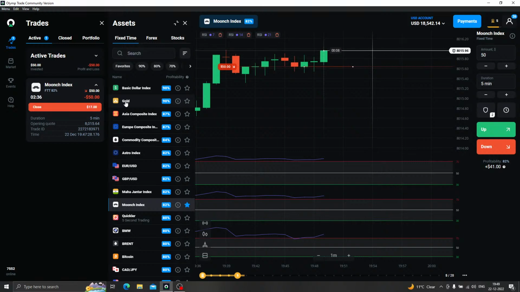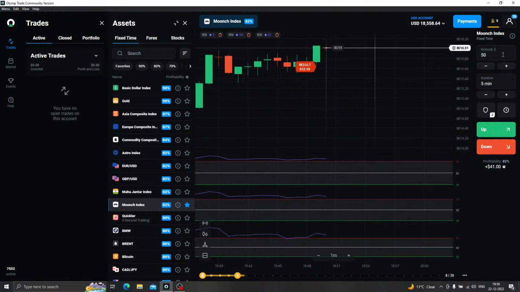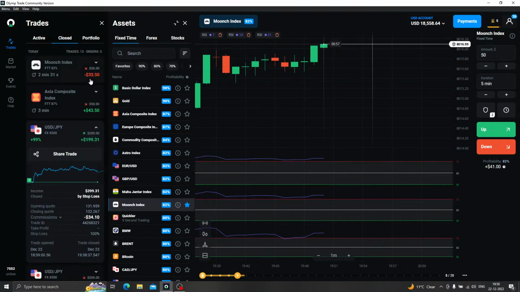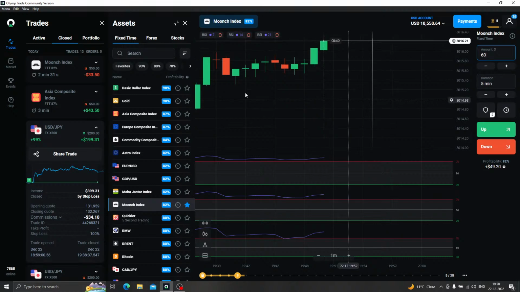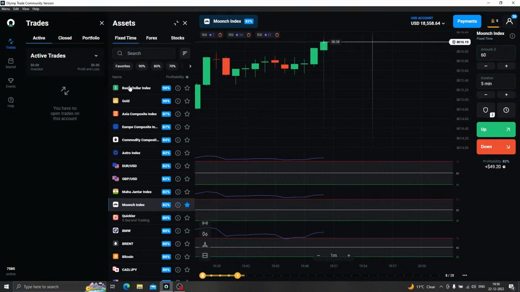See, the price is again going in the upward direction, again in the overbought region. I think we should cancel this trade and let's see what is the loss. 33 USD. So we will now try to recover 33 USD. I will increase the trade amount to 60 for a recovery as well as some profit.